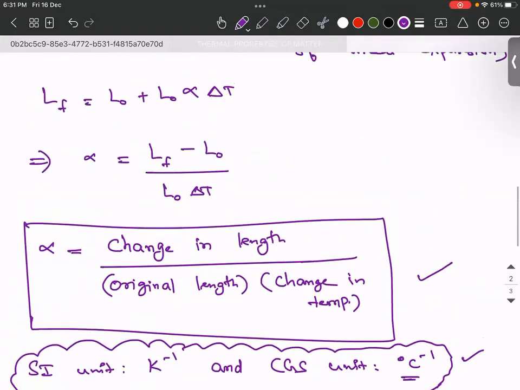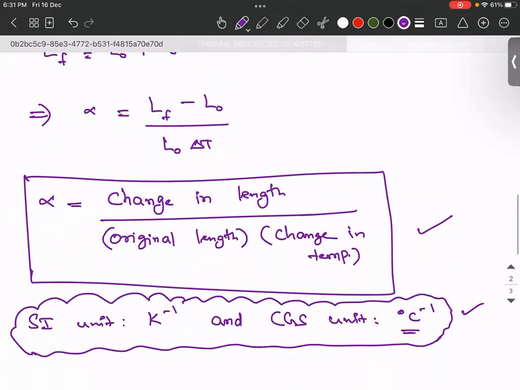Is it clear till this step? Sir. Tell me that. You called me or you told clear? Yes, sir. Oh, clear. Yes.